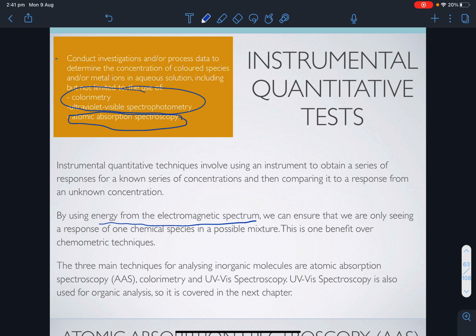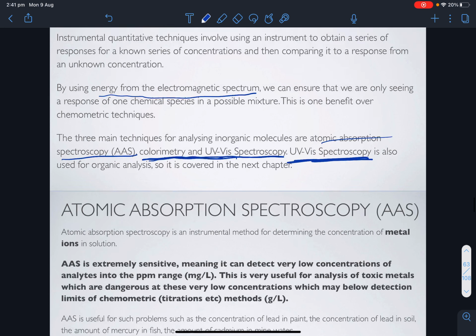So, as I was just saying, we'll talk about AAS first, or atomic absorption spectroscopy, and we'll group colorimetry and UV spectroscopy together because they're very similar. UV vis spectroscopy is also used for organic analysis. I said we'll cover it in the next chapter, but I'm pretty sure we've got it in this chapter too. Let's just run with it.